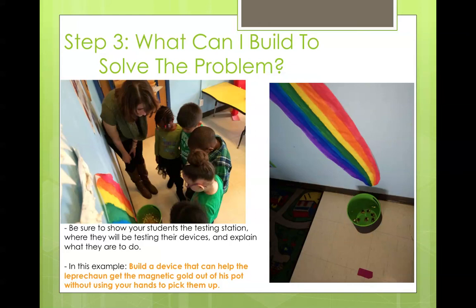In the first picture, you can see me showing my students how they're going to test their devices. And in the second picture, I have it shown the gold pieces are magnetic inside the bucket, and the pink line is where they're supposed to stand.